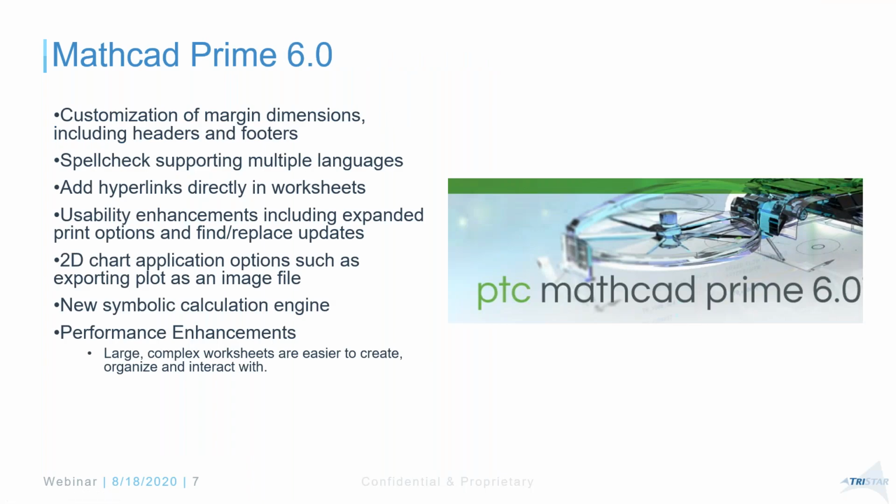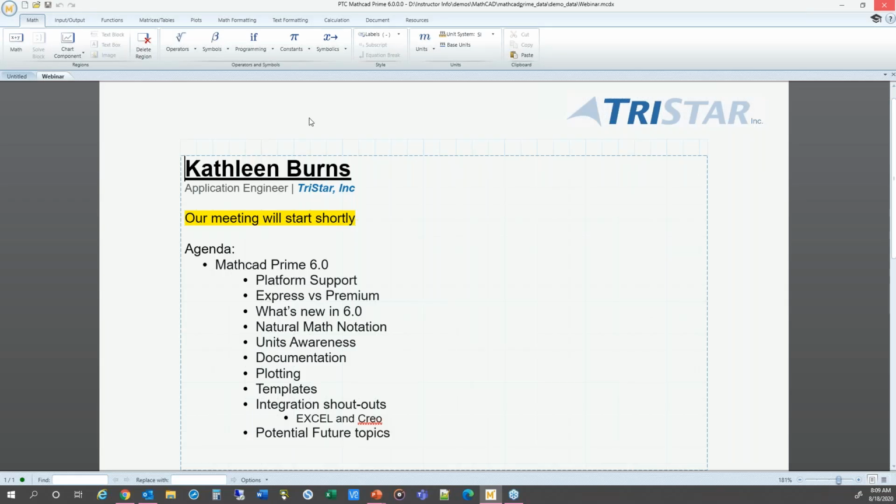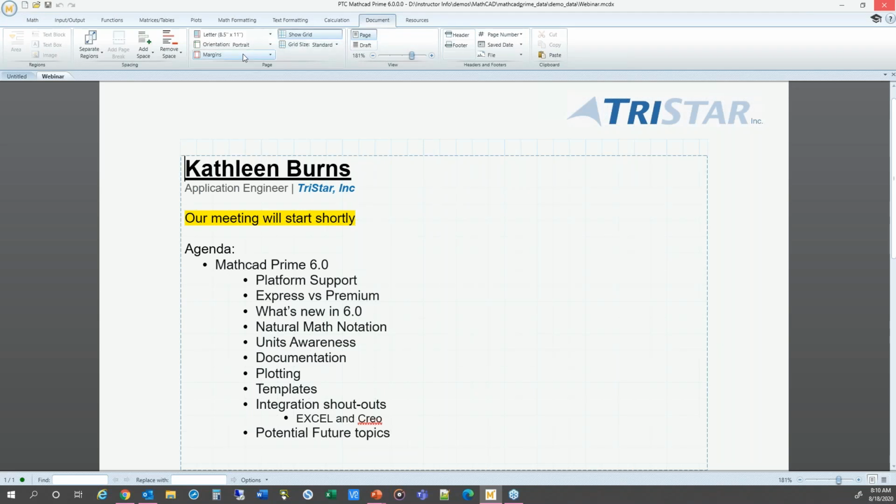What's new in Mathcad Prime 6? Pretty easy. You have the ability to customize the margins and the headers and footers. So if I go into Mathcad, for those of you who are already familiar, I'll go through the interface in a second. But if you go to the document tab, you now have a new margins display here. If you want narrow margins, if you need to customize the margins specifically, you have the ability to do that.